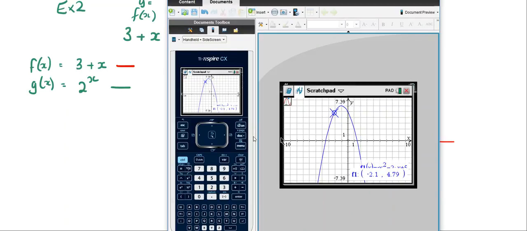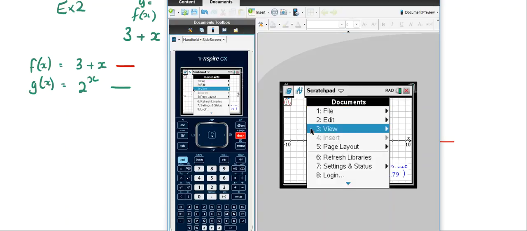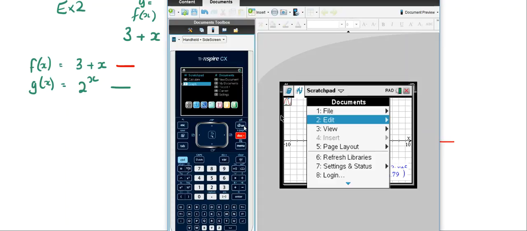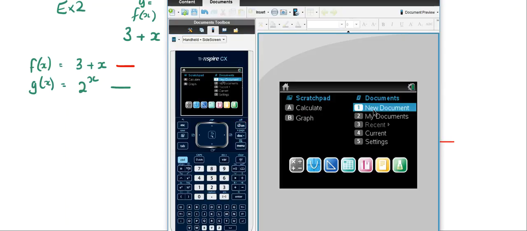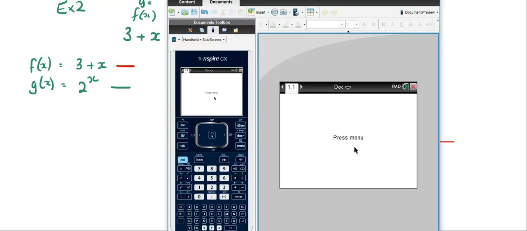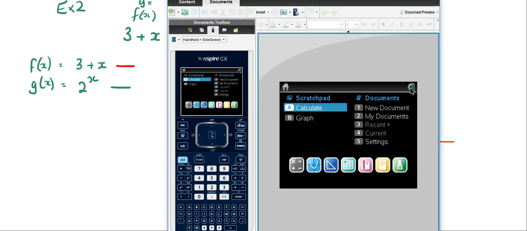New graph. How do you do a new document? I always just click home. Just click home? Yeah. Then go to new document and click that. Or you could just click graph. Okay. That doesn't look right. You could just click graph. Just click graph. Yeah.